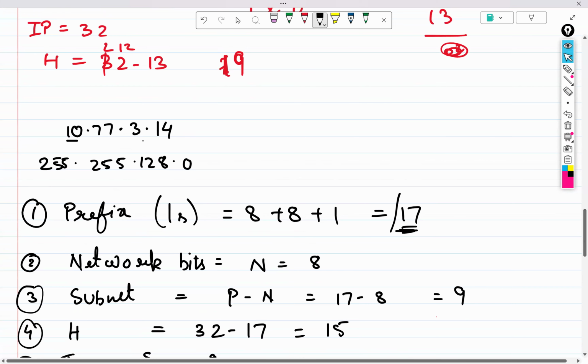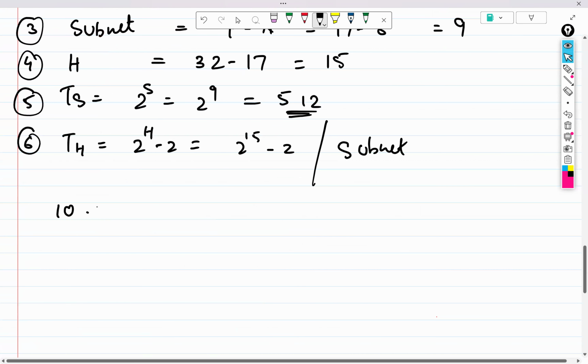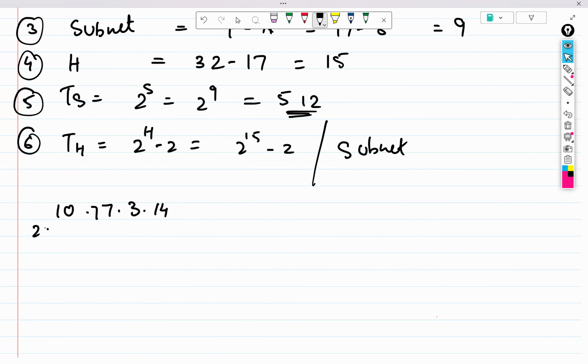So you have 10.77.3.40, okay, 10.77.3.14, and the mask 255.255.128.0. Wherever there is 255, copy that value down, and wherever there is 0, write that value as 0. Now 128.